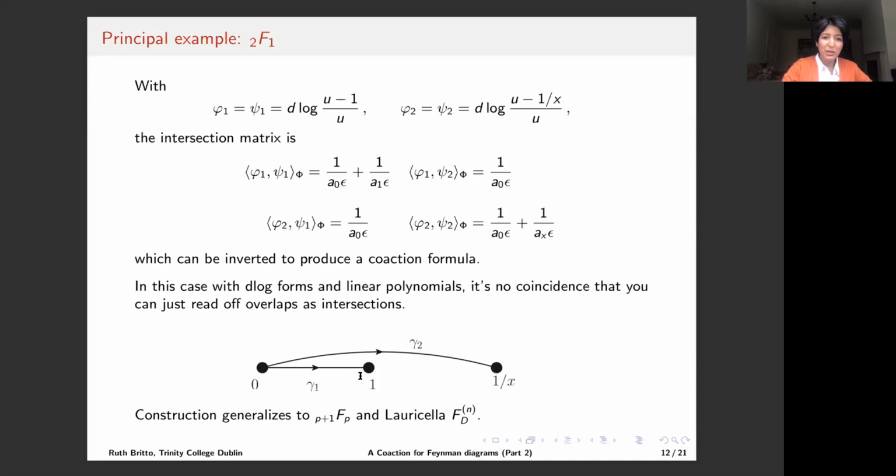Likewise, when you integrate, say, the canonical form here over itself, it has overlaps with itself at these two endpoints, and you get this term here and this term here, the log divergences. But now we're able to at least put it on this firmer mathematical footing of intersection numbers and twisted homology. So this same construction generalizes to other families of hypergeometric functions.